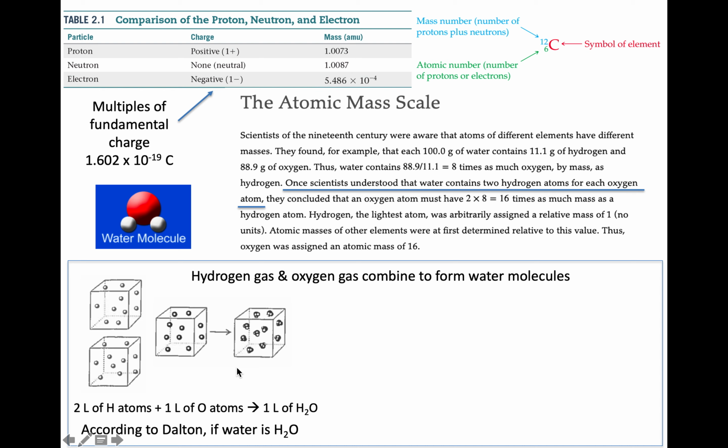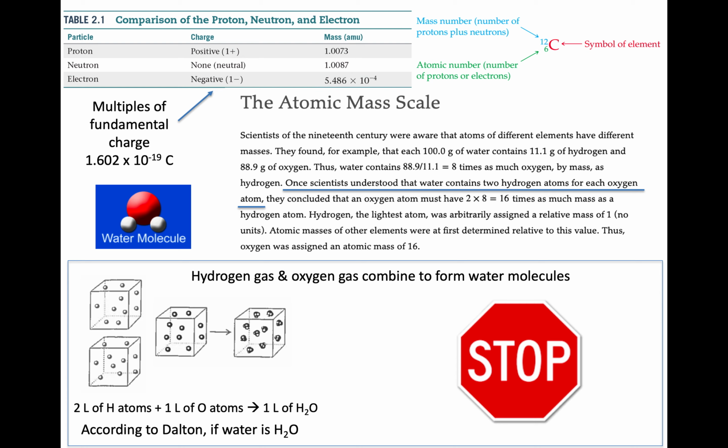This is how Dalton thought about it. If water has the formula of H2O, I would combine 2 liters of hydrogen atoms plus 1 liter of oxygen atoms to form 1 liter of H2O. For Dalton, that would be describing this reaction of hydrogen gas and oxygen gas combining to form water molecules.